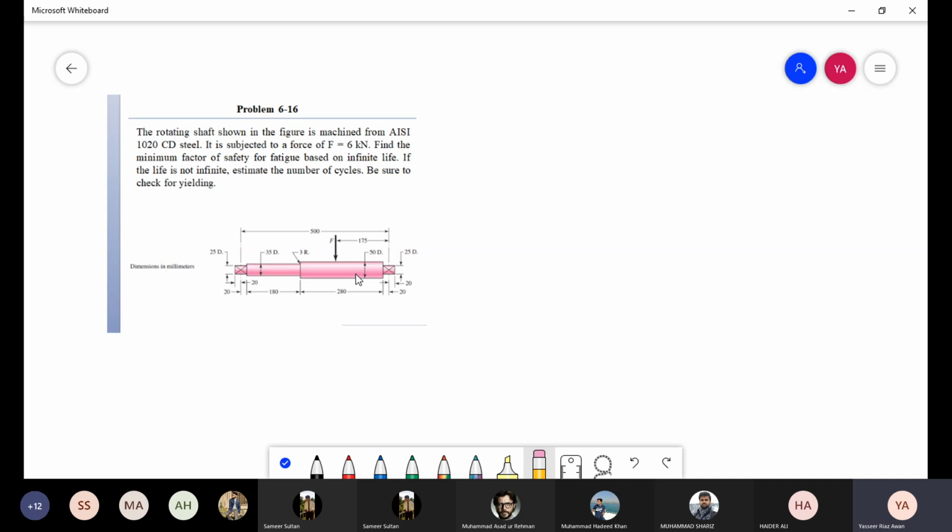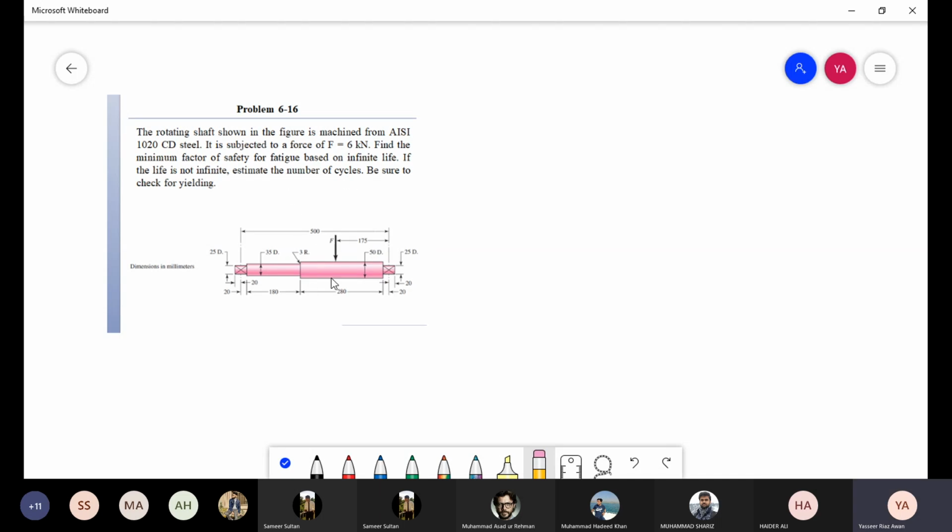If the factor of safety turns out to be less than 1, then we can check and calculate the number of cycles. So where to start?